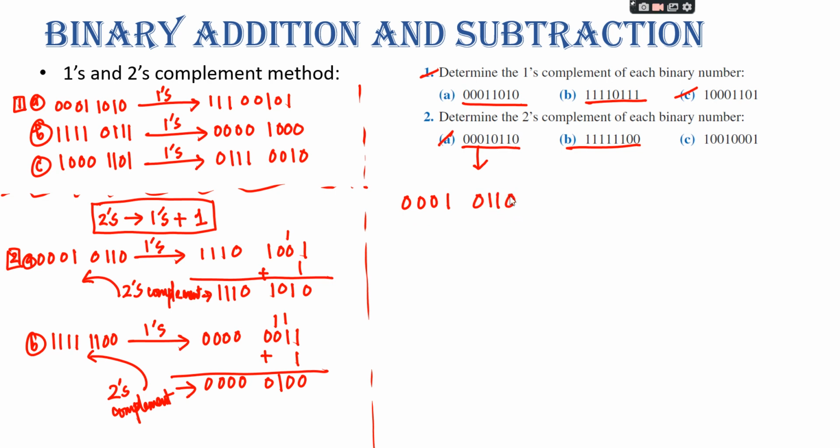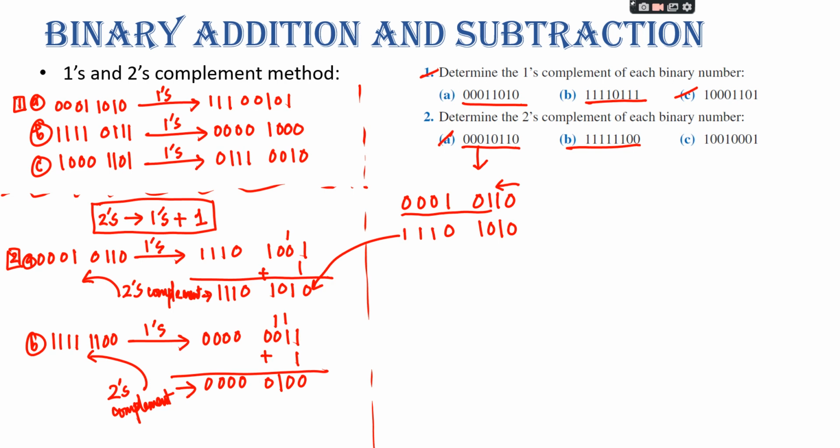So the shortcut says we'll start from the right hand side until we get the first one. So where do I get the first one? Here. So until I get the first one, the number will remain as it is. And once you get the first one, the rest of the number you need to take the complement of. So what is the complement of this number? 1 1 1 0 1 0. So this number gives you this number, right? Yes, sir.